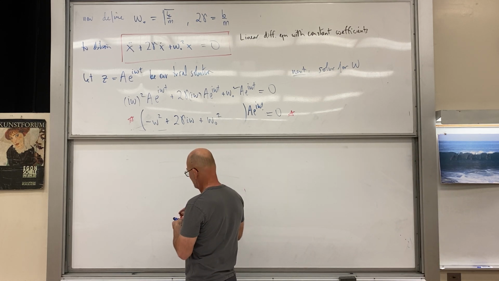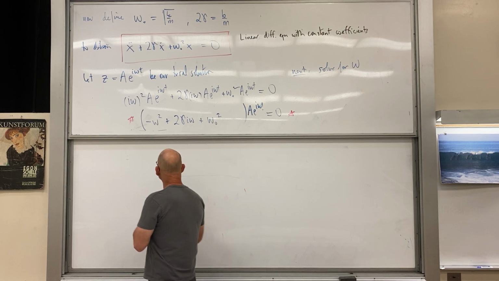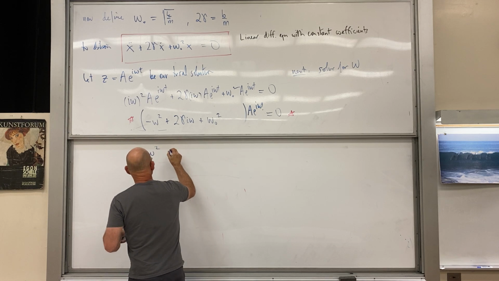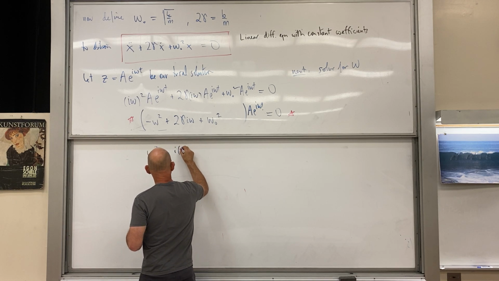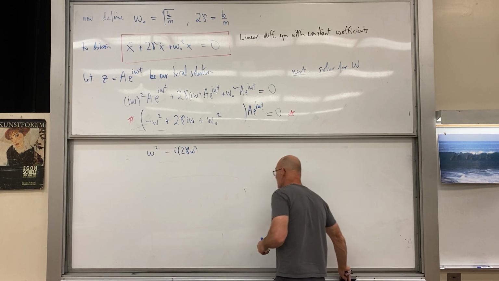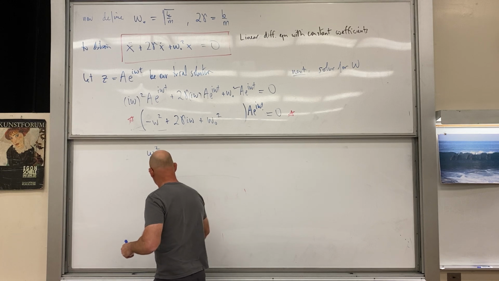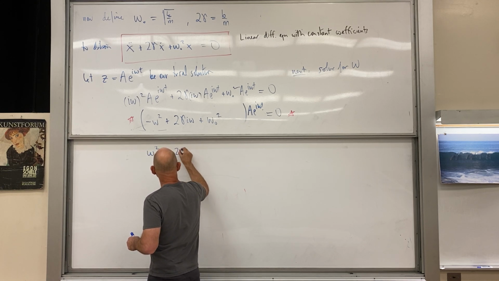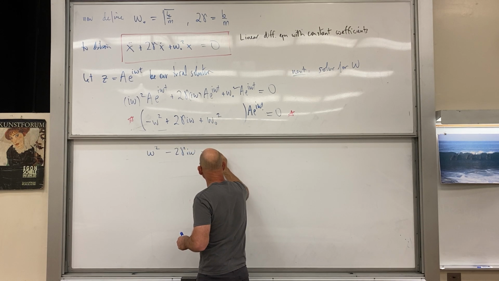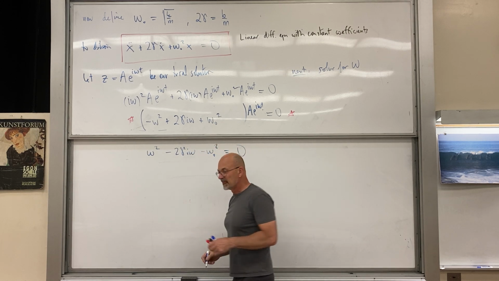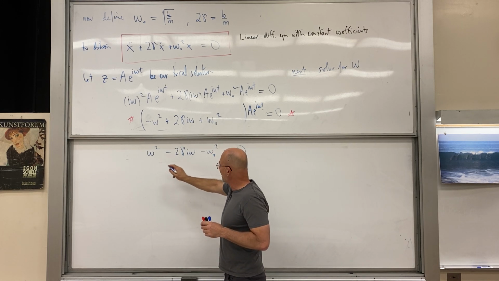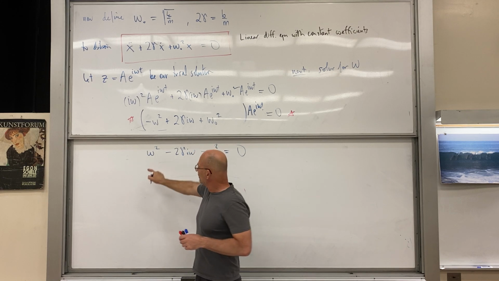Let's see here. Factor out a -1, so we will have omega squared minus i times 2 gamma omega. Well, actually, I don't have to factor that out. Let's just write this out: omega squared minus 2 gamma i omega minus omega naught squared is equal to 0. So good, we'll solve for omega using the quadratic equation.